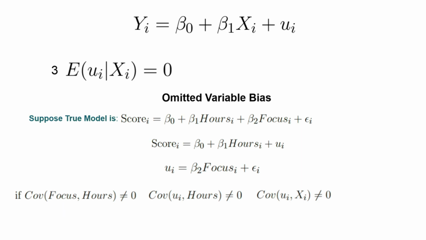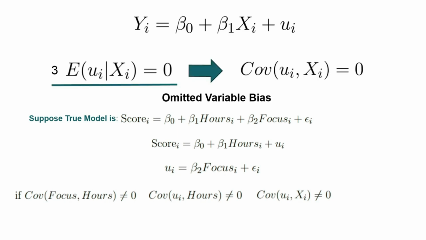Now, in part 4 and 5 videos, I talk about how our third assumption implies zero covariance between UI and XI. This means that if covariance between UI and XI is not 0, then it must mean that expected value of UI given XI is not going to be 0. And finally, this also means that our third assumption is going to be violated.